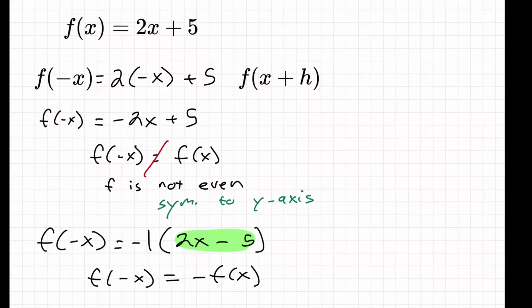So there is no symmetry as far as the y-axis is concerned. That doesn't mean a graph can't have symmetry, as we talked about with quadratics, but it's not to the y-axis or to the origin. So we would say it's not even or odd.